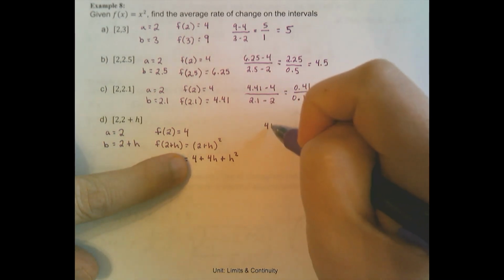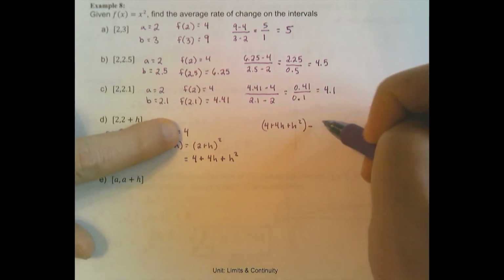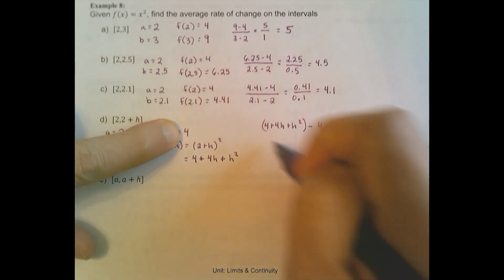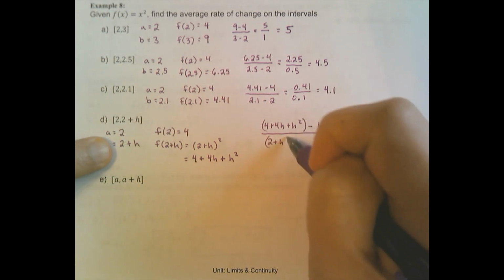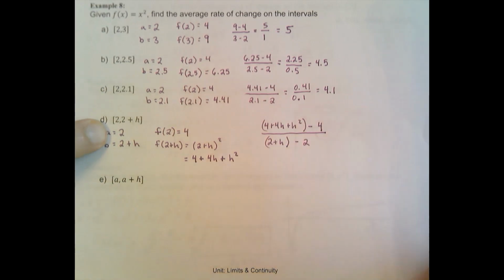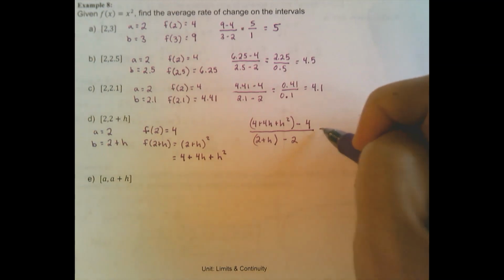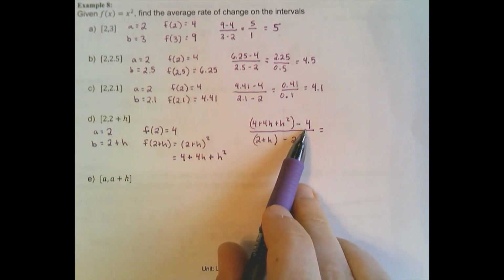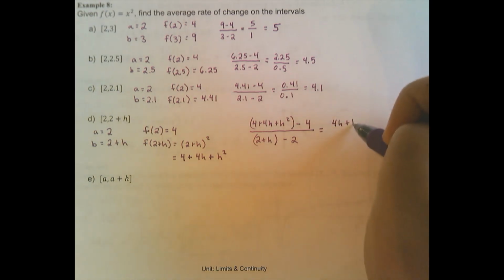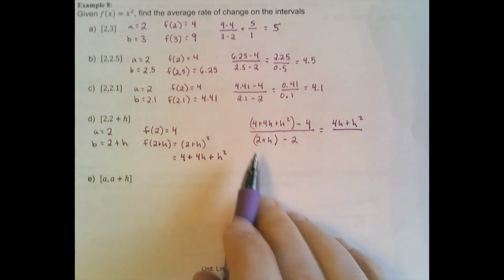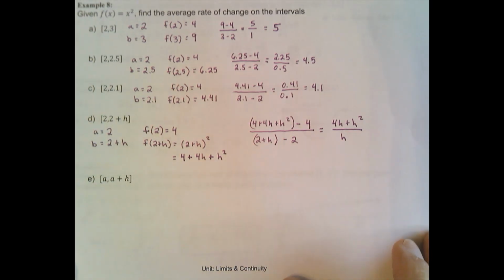So, setting that up, we have our f of b minus f of a all over b minus a. And this is the expression that we want to work at simplifying. We see that 4 subtract 4 cancels out, so our numerator, as we simplify it, becomes 4h plus h squared, and our denominator, the 2's cancel, leaving behind just an h.